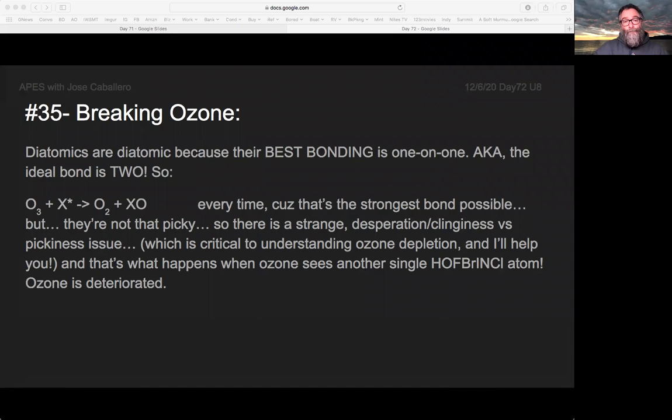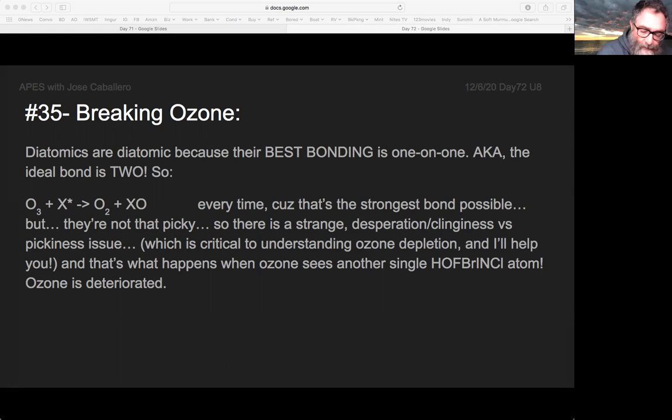Okay, we're going to break ozone now. And I want to remind you that we are in the outer atmosphere where there's plenty of oxygen all over the place. See, oxygen, oxygen, oxygen. These are oxygen gas, O2, O2, O2, O2. And there's plenty of ozone around. Ozone like this.